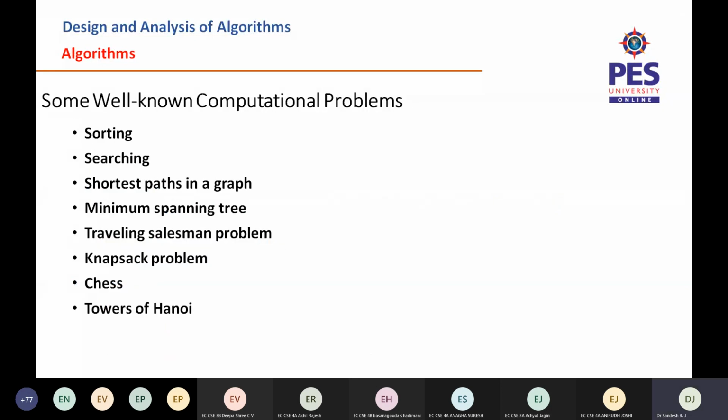Some well-known computational problems which you are going to solve in this course are sorting, searching, and shortest path in a graph. For example, if you wanted to send a packet from source to destination, the whole network is represented as a graph, and given a source and destination, you will be able to write an algorithm which finds the shortest path from source to destination.